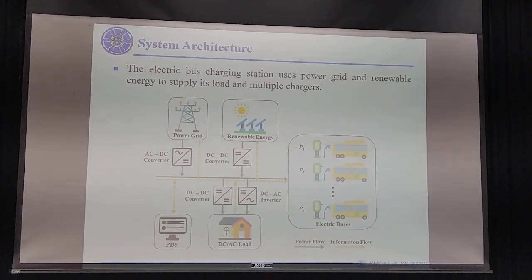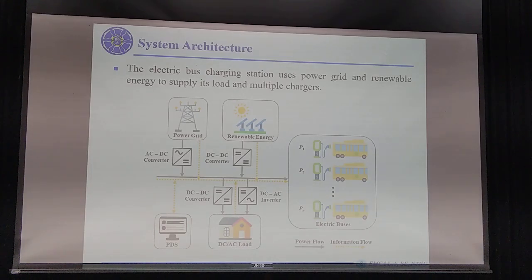This is our hardware setup. As you can see, power flow, represented by the solid line, comes from the grid and renewable energy to power the station and buses. Our controller, the PCS, manages everything with the command flow shown on the dashed line.